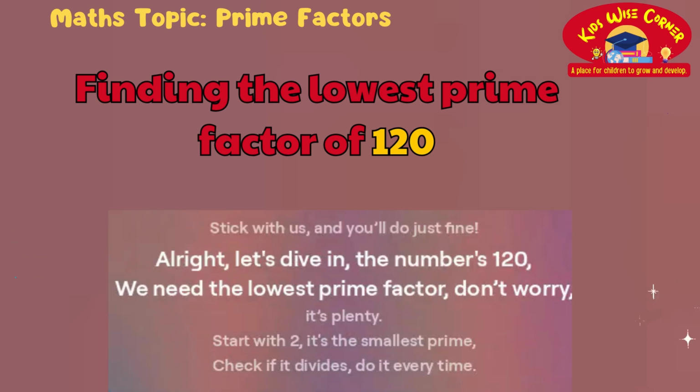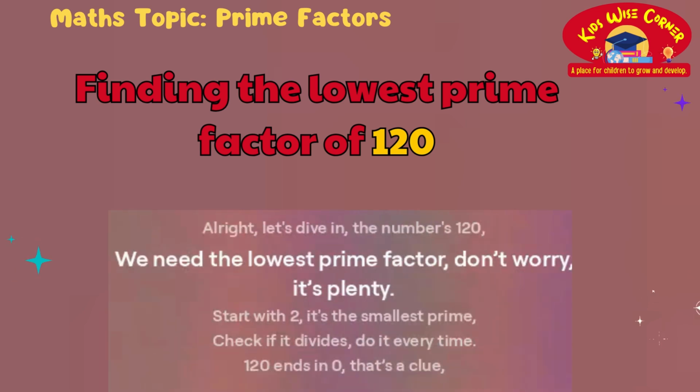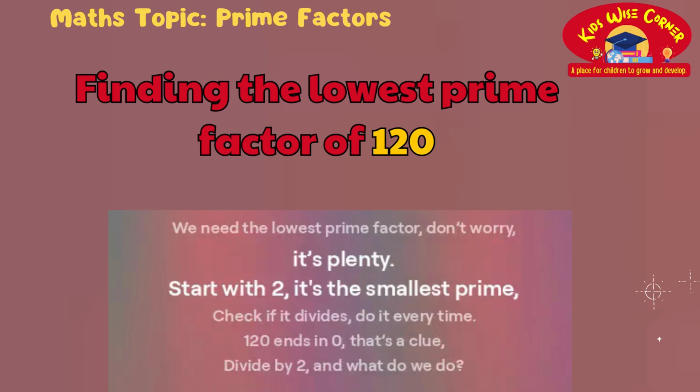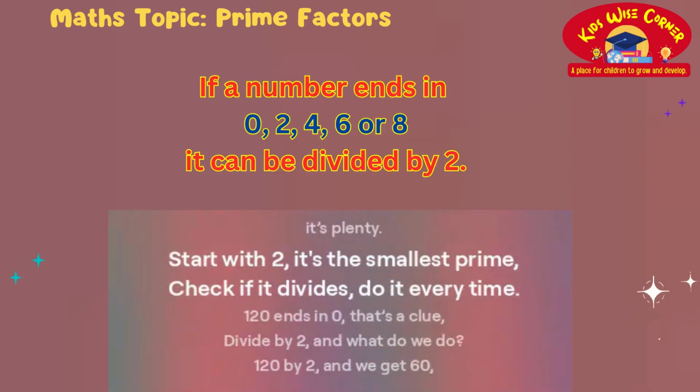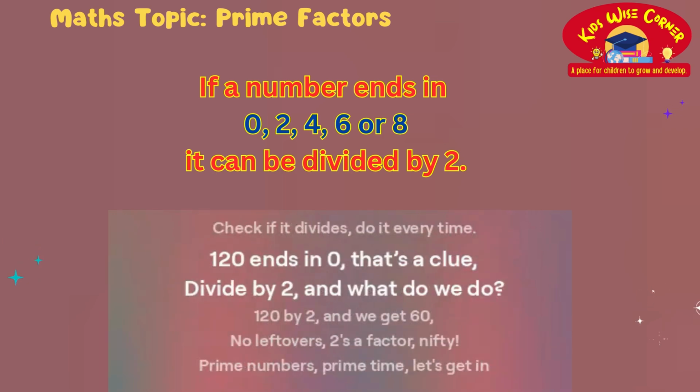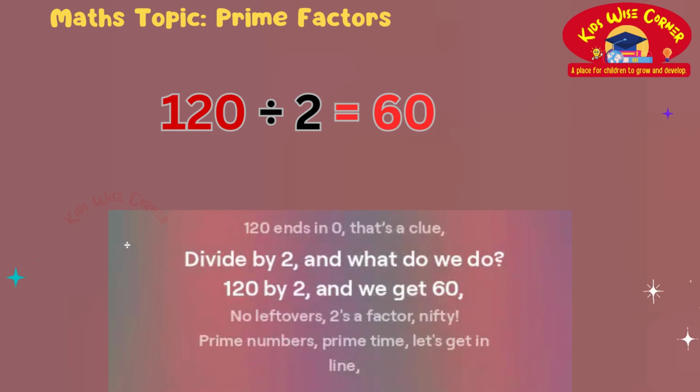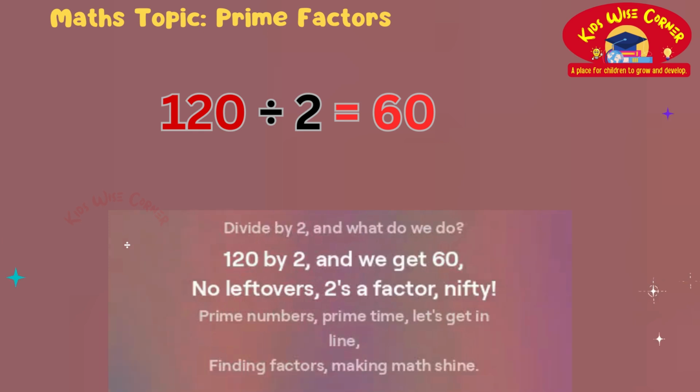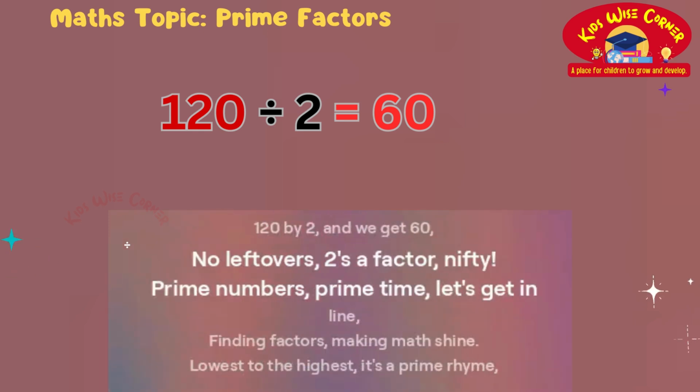Alright, let's dive in. The number's 120. We need the lowest prime factor, don't worry, it's plenty. Start with 2, it's the smallest prime. Check if it divides, do it every time. 120 ends in 0, that's a clue. Divide by 2, and what do we do? 120 by 2, and we get 60. No leftovers, 2's a factor nifty.